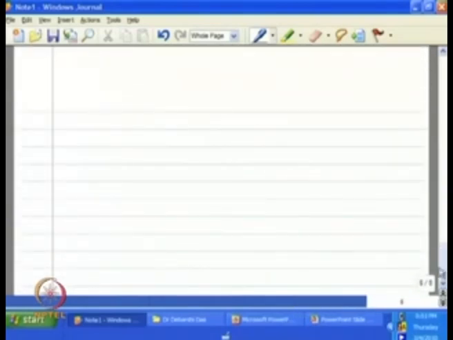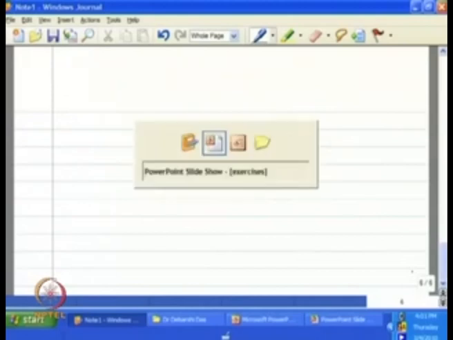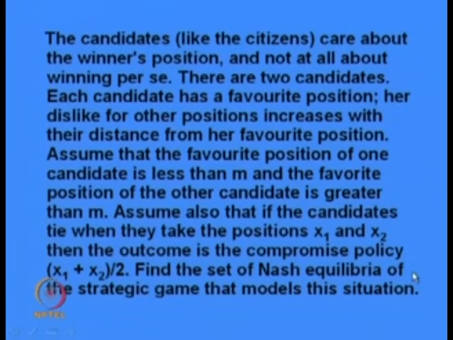Let us look now at another aspect, which is an important aspect of these electoral games that we are studying. This is the aspect where we talk about the fact that, like the citizens, the candidates may also be ideologically driven, in the sense that they also may care about the positions that they take. Because so far we have assumed that the positions the candidates take do not matter to the candidates. What matters to the candidates is whether they are winning or not. So, that is what we can relax.